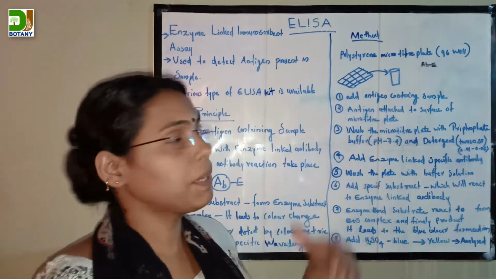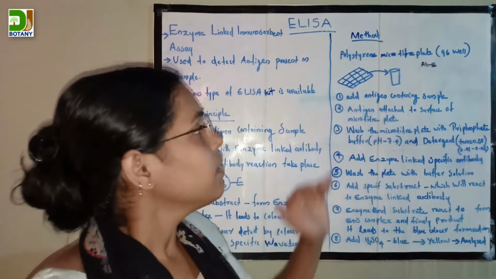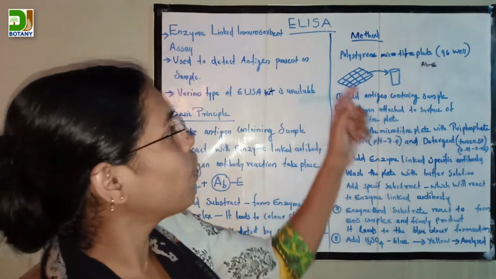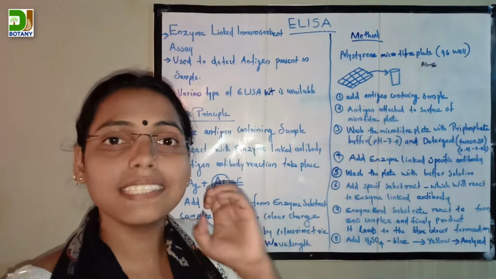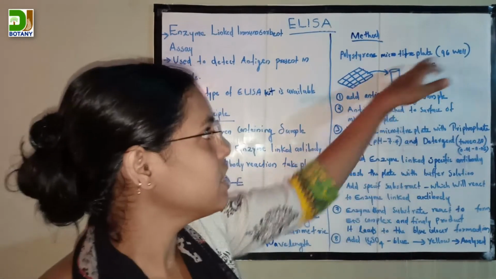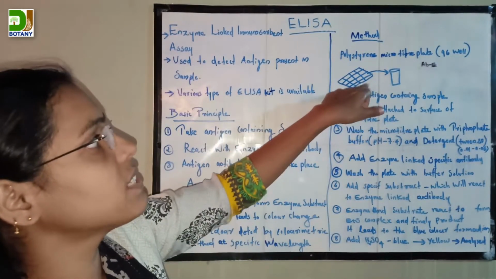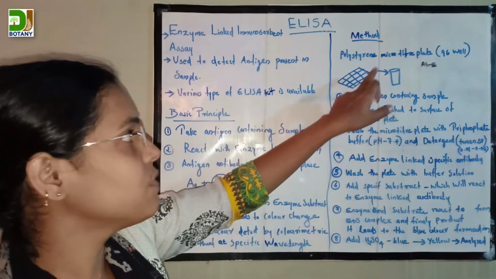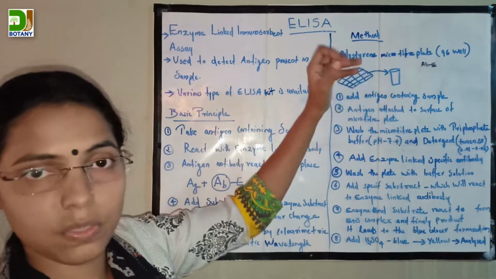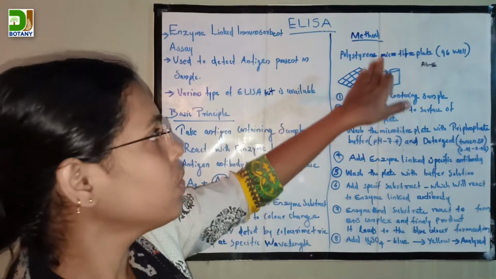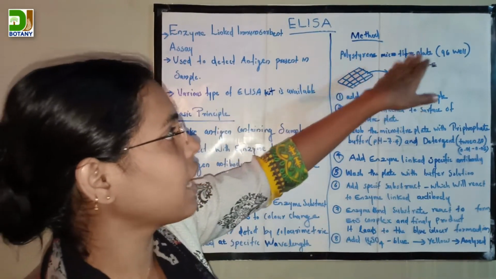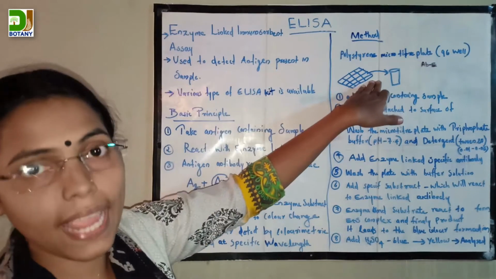Next is the methodology of ELISA. The ELISA test is carried out on polystyrene microtiter plates. The plate contains 96 wells. The figure represents a polystyrene microtiter plate containing 96 wells. In each well we add samples. This polystyrene microtiter plate is used for the ELISA test.